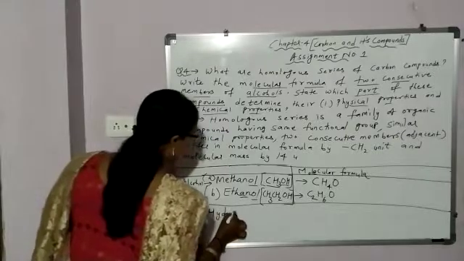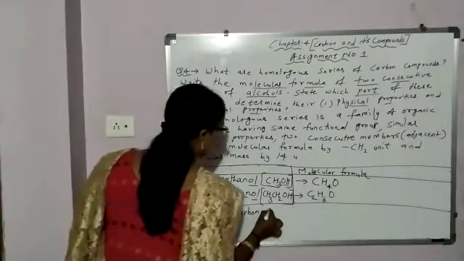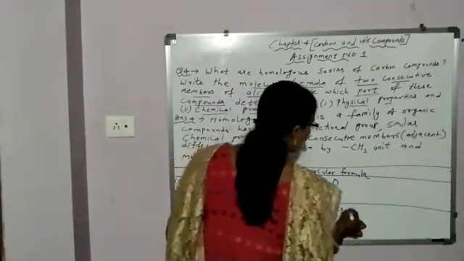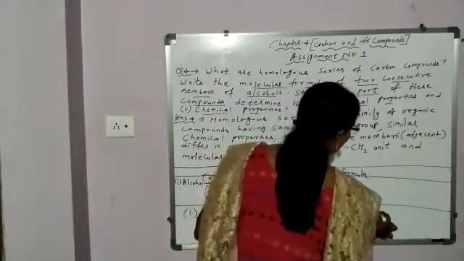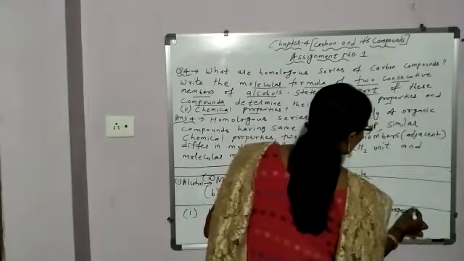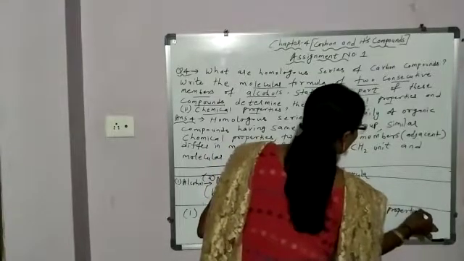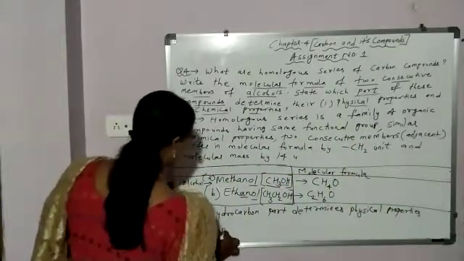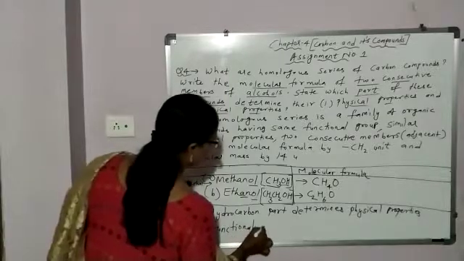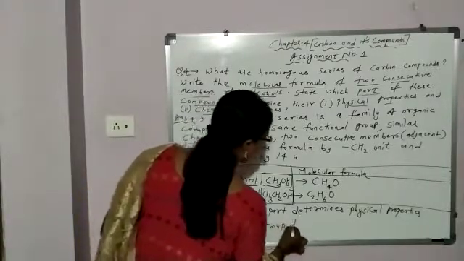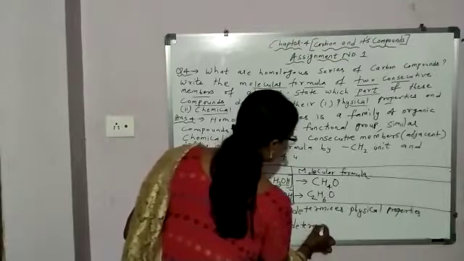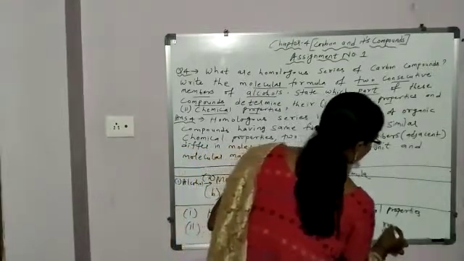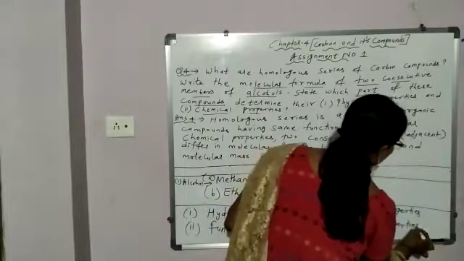So which part determines physical property? Hydrocarbon part determines physical properties. And which part determines chemical properties? Functional group. Functional group determines chemical properties. Okay.